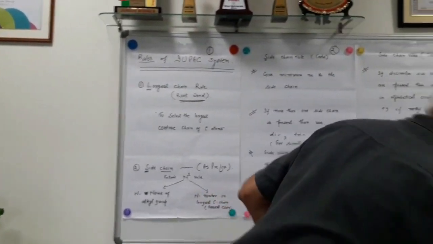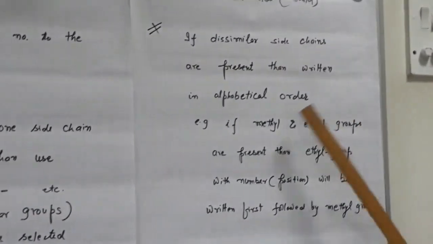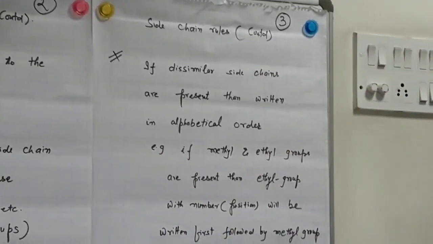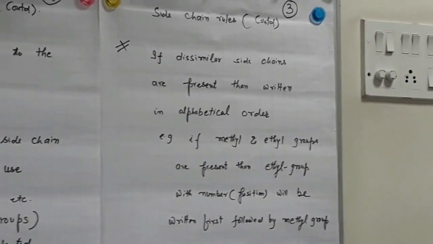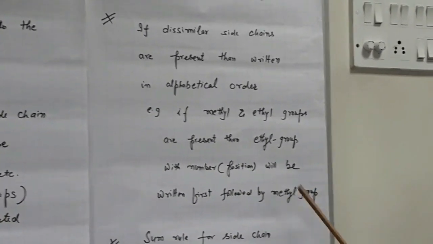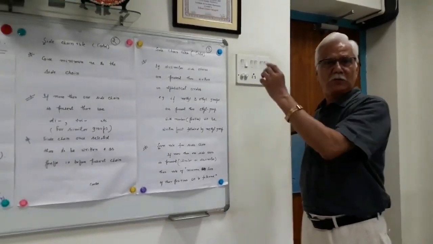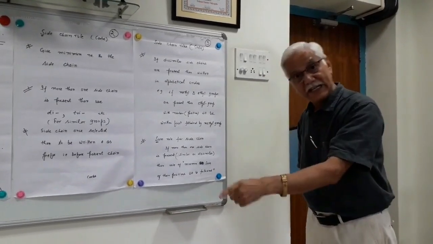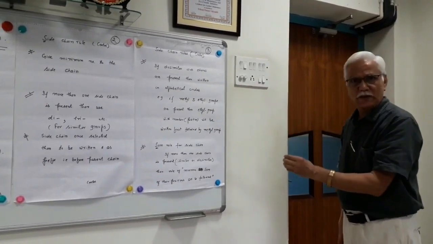Then the next rule is, if dissimilar side chains are present, say for example, if methyl is also there and ethyl group is also present in the same chain, then they will be written alphabetically. Ethyl will get the preference over methyl. Even if the number of ethyl groups in the side chain is more than the methyl, that rule will come. Even then, the ethyl will be written first with its number, followed by methyl, then the root word.